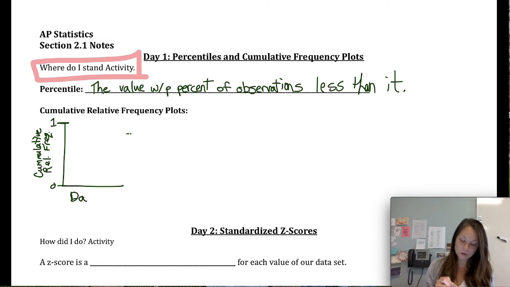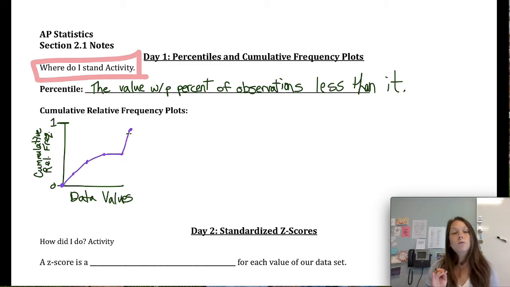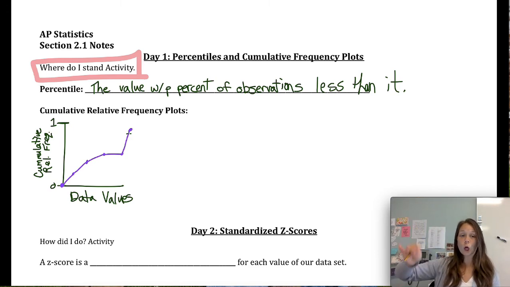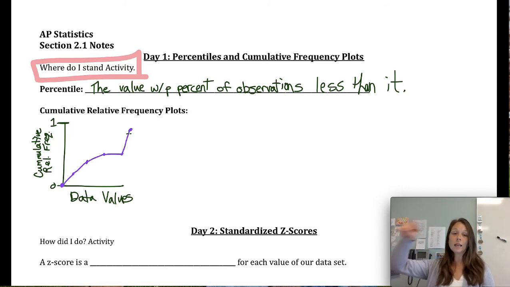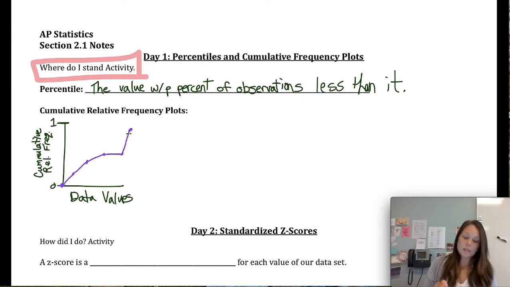And then our data values are the x-axis. There are usually several points in here, and the last point is always at the very top. You'll notice that with cumulative relative frequency plots, it's not a consistent linear increase or curve. There are several data points that we then link these lines to, so it's very pieced together. Something to keep in mind is that we are always talking about percentages.